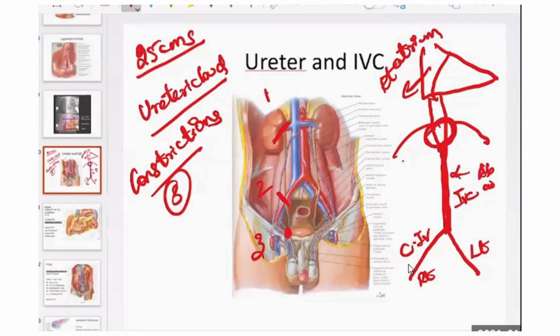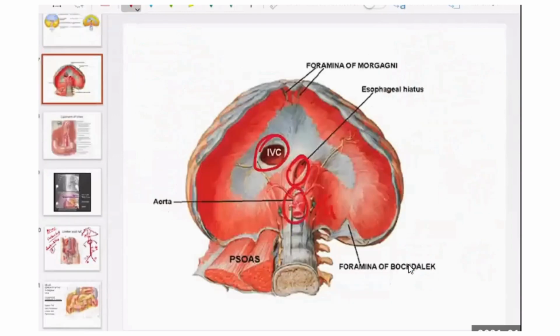Three openings on the diaphragm. The openings are the vena caval opening, esophageal opening, and aortic opening. Aortic opening is T12. Esophageal opening is T8.